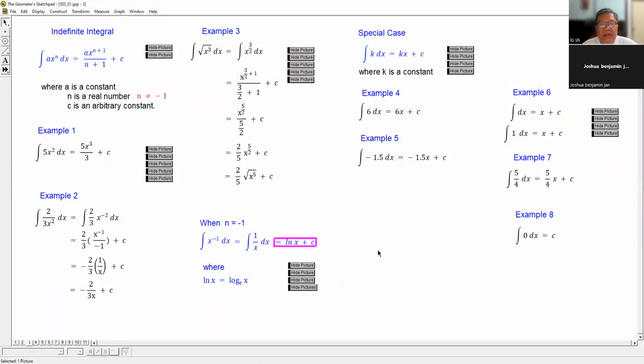Have you learned this? No natural log? You don't learn natural log? Then you don't care about this thing. Ln x is actually log base e.